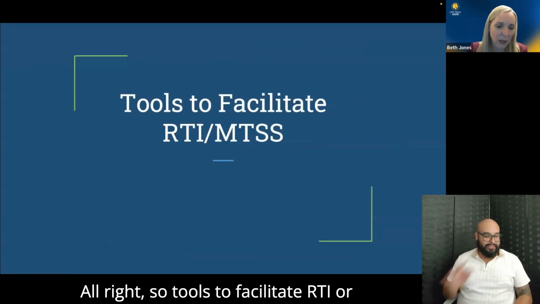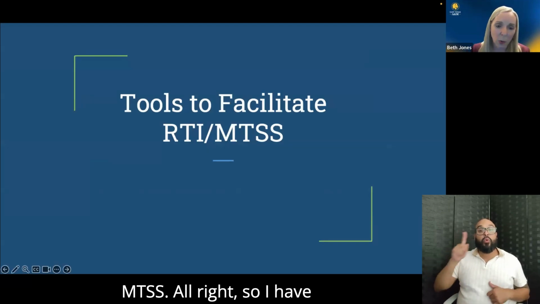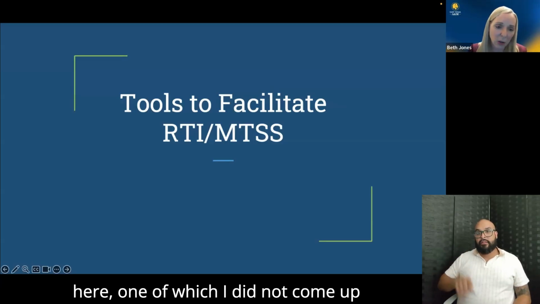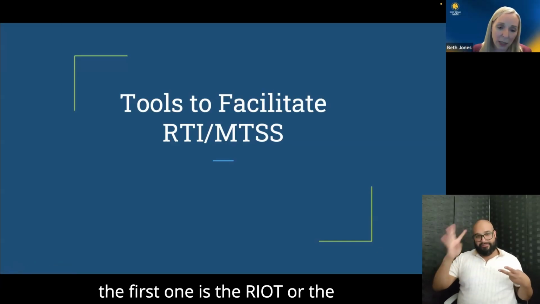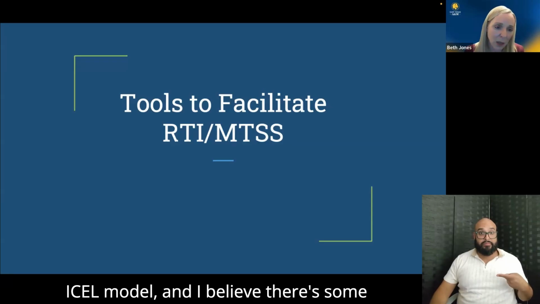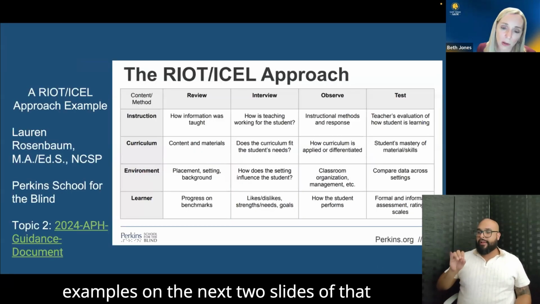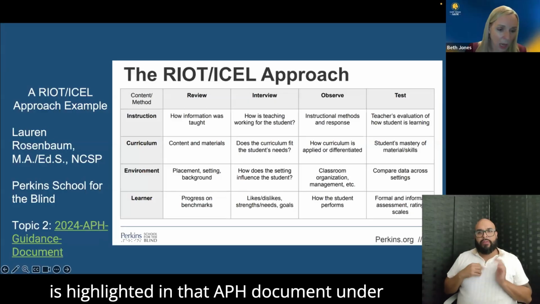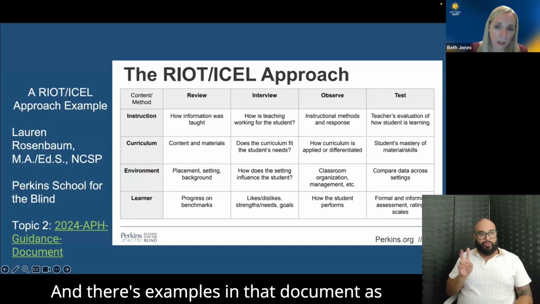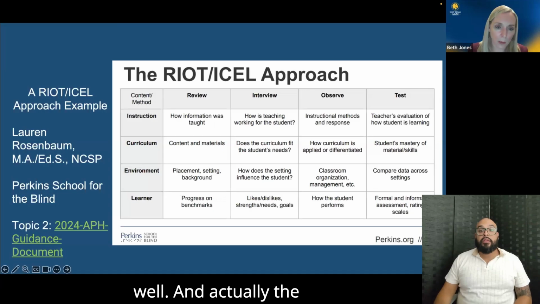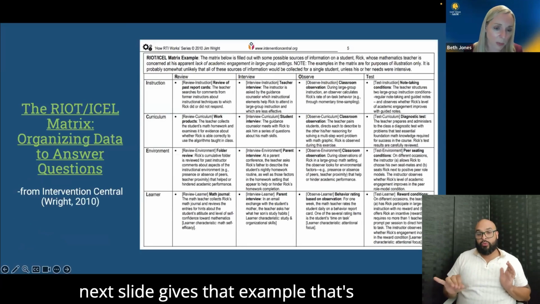There. All right, so tools to facilitate RTI or MTSS. I have really two tools I want to highlight here, one of which I did not come up with, and one of which I did. So the first one is the RIOT or the ICEL model, and I believe there's some examples on the next two slides of that model. And that is, again, something that is highlighted in that APH document under topic 2. Is pertinent to that. And there's examples in that document as well. And actually the next slide gives that example that's presented there.